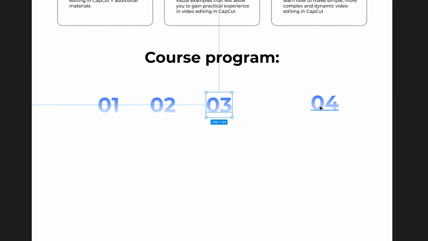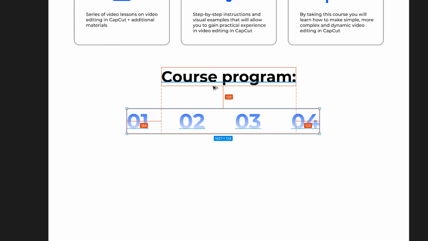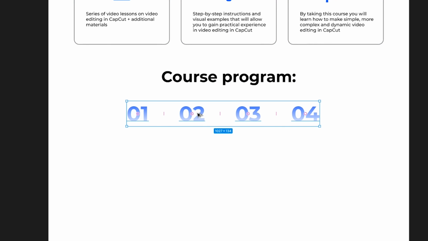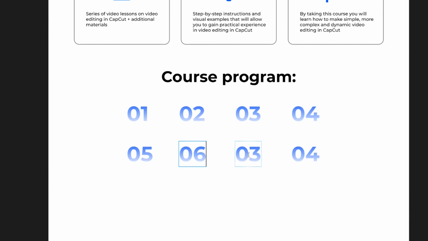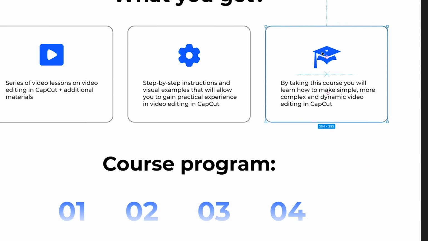Align the distance, 60 pixels, okay. And the distance should be 80 from the header, because before that we had 80. So now we take all this, Shift, Alt, and copy it down. 5, 6, 7, 8, now we need to add the text.